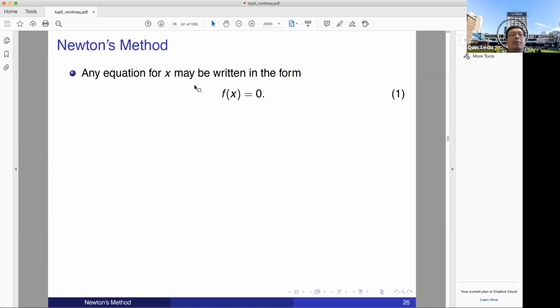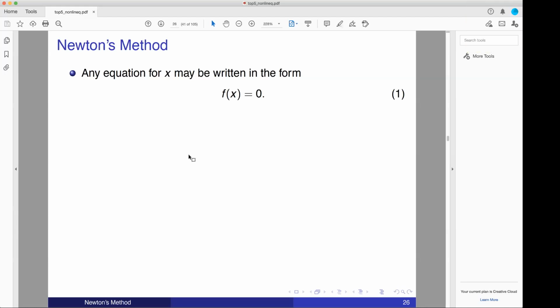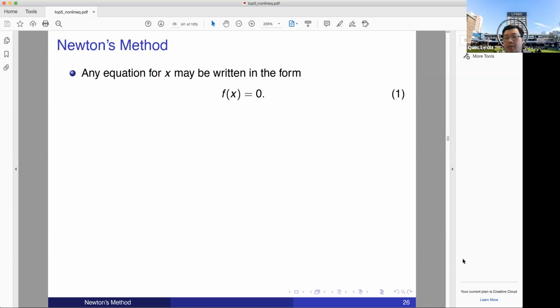So maybe before we discuss the formula, let me ask you a very simple question. Newton discovered the gravity law, right? Well, gravity is there, but he discovered the law of gravity.